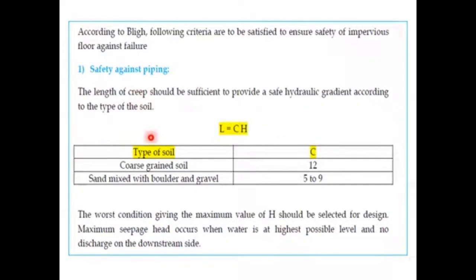If the creeping water comes out at the downstream end with enough exit gradient, it starts removing the soil, and that progression goes on removing the soil until a piping, a tunnel-like structure, forms below the hydraulic structure, and hence the hydraulic structure will fail. For this, the worst condition giving the maximum value of H should be selected, such that the water is at the highest possible level and there is no water on the downstream side.